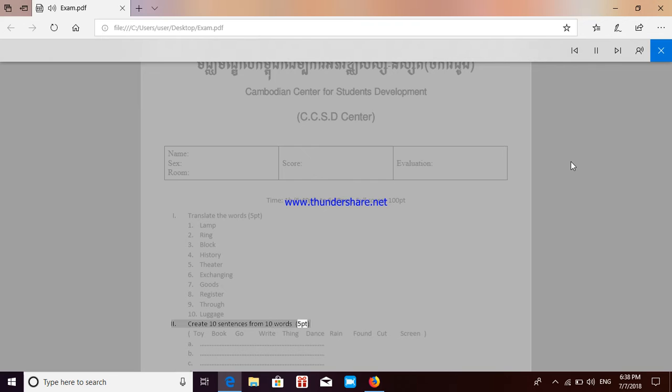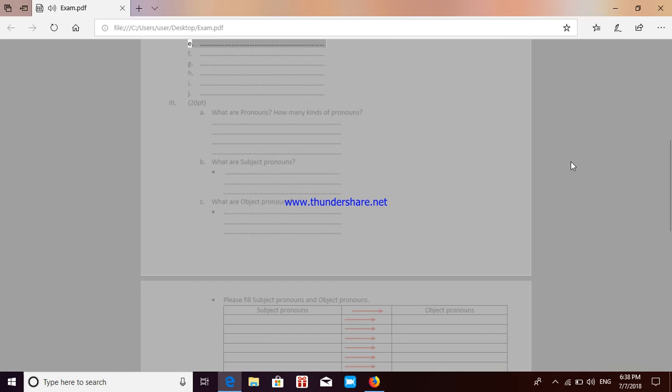5 PT. Toy, book, go, right, thing, dance, rain, found, cut, screen. A, B, C, D, E, F, G, H, I, J. 3. 20 PT.